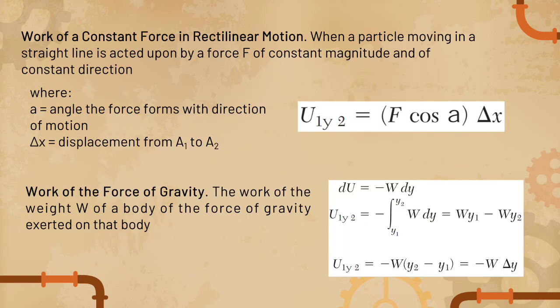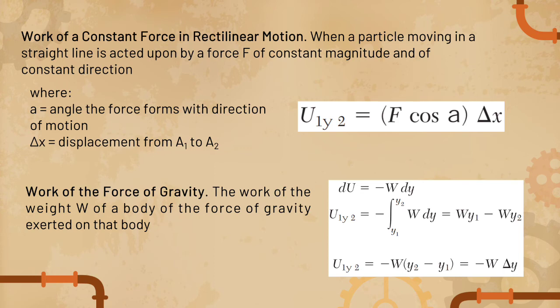Work of a constant force in rectilinear motion. When a particle moving in a straight line is acted upon by a force F of constant magnitude and of constant direction, the formula yields U sub 1-2 equals F times cos alpha times delta x, where alpha is the angle the force forms with the direction of motion and delta x is the displacement from A1 to A2.